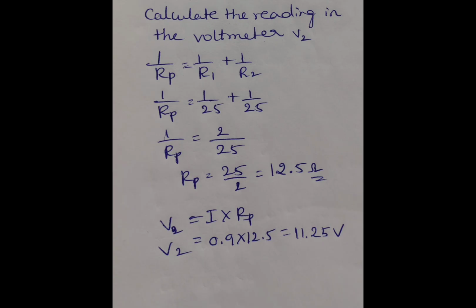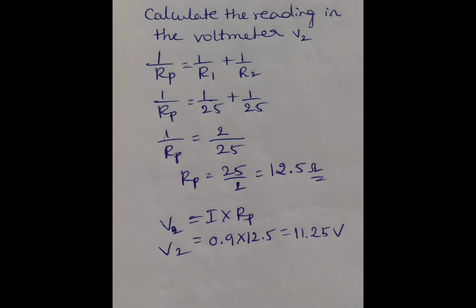So this voltmeter is connected across R1 and R2 resistor. So R1 resistor value is 25 ohm, R2 resistor value also 25 ohm. Now these two are connected in parallel, right? Use parallel combination formula. So 1 by Rp is equal to 1 by R1 plus 1 by R2. Substitute the values, 1 by 25 plus 1 by 25. LCM denominator is same. So LCM is 25. Then 1 by Rp is equal to 2 by 25. Take reciprocal, then Rp becomes 25 by 2. 25 by 2 is nothing but 12.5 ohm.